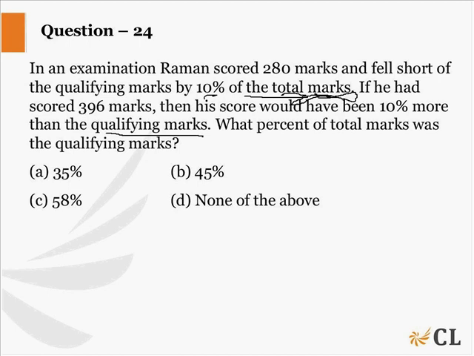For this question, if I assume the qualifying marks is equal to X, let's say. Okay, so in the first one, he got 280 marks and the qualifying marks were X. So the shortage is X minus 280, which is equal to 10% of total marks. Right? In the first one it is this. In the second one, he got 10% more marks than qualifying marks. So qualifying marks is X. 10% more than this is nothing but 1.1 of X, which is 396.